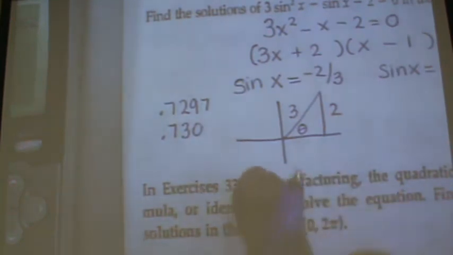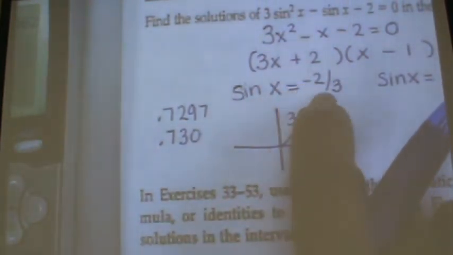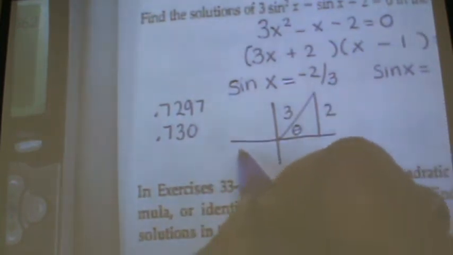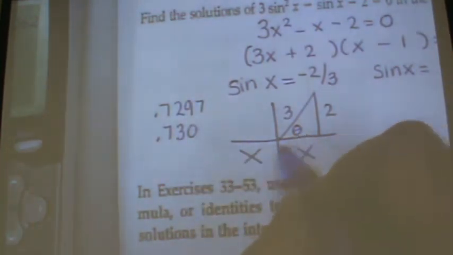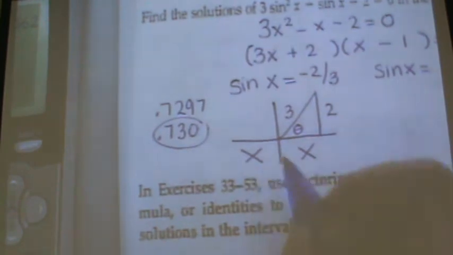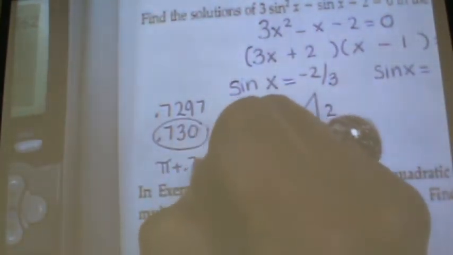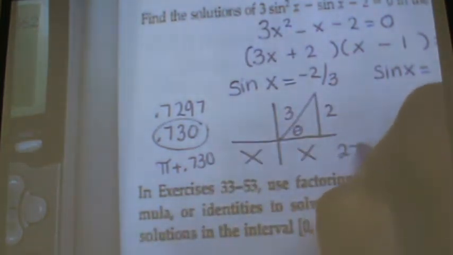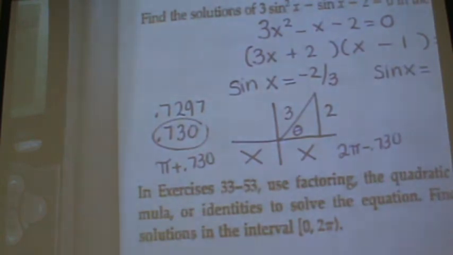Now, in what quadrant do you want to be in? Which 2 quadrants? Where is sine negative? 3 and 4. So I need to position this triangle in quadrant 3. So if it's in quadrant 3, what do I do with this answer right here, this 0.730? You add. You're going to do pi plus 0.730, and 2 pi minus 0.730, and that's going to give you your 2 answers.